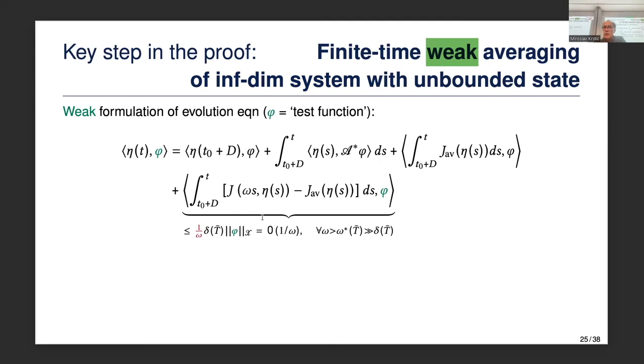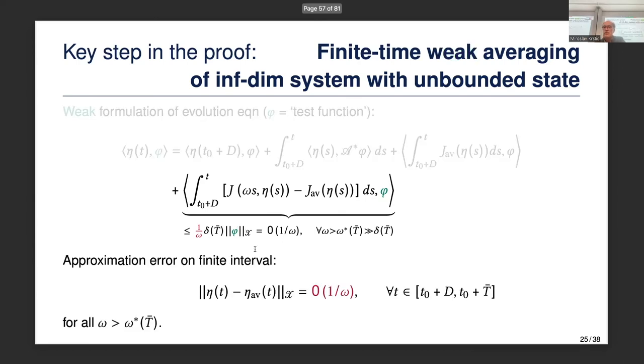The key step in the proof is producing an estimate of this integral, which is O of 1 over omega. It is O of 1 over omega because one can, through calculations, show that it ends up being a product of 1 over omega times a much smaller than omega function delta of capital T times the norm of the test function. So at the end of the day, on that finite time interval, arbitrarily close to the terminal time, but not all the way to the terminal time, the average state approximates the actual state with an error no greater than 1 over omega.